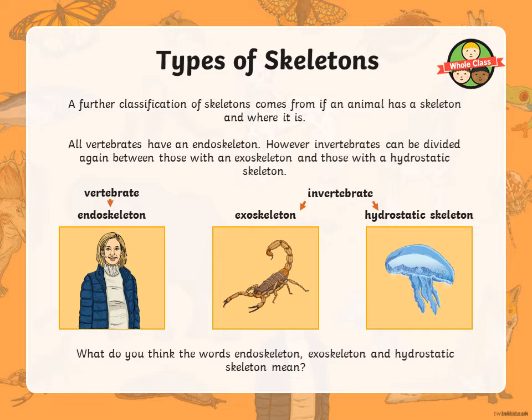However, invertebrates who don't have a skeleton can be divided again between those with an exoskeleton, a skeleton on the outside of their body, and those with a hydrostatic skeleton, which isn't really a skeleton at all, which is more of a fluid-filled sort of skin. So, vertebrates always have an endoskeleton. Invertebrates either have an exoskeleton, a hard outside, or a hydrostatic skeleton, which is a sort of soft outside.